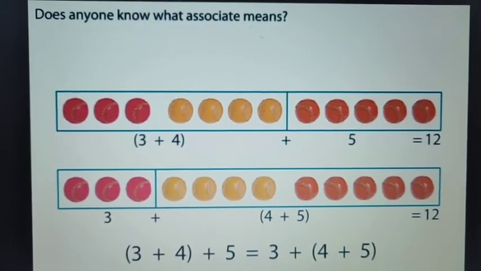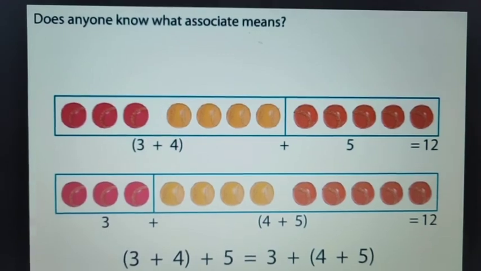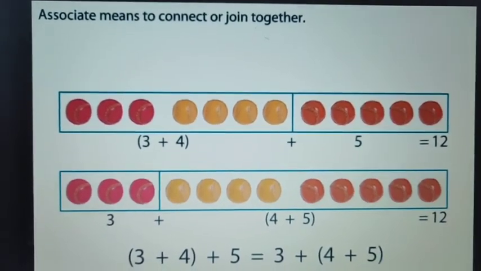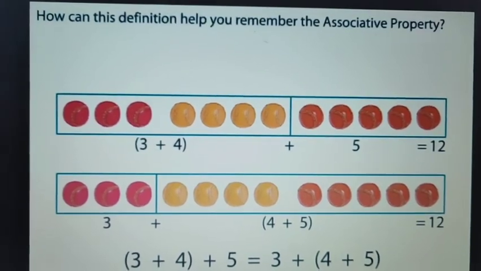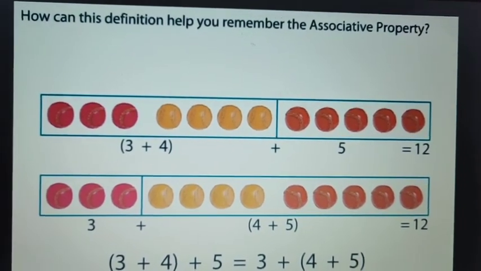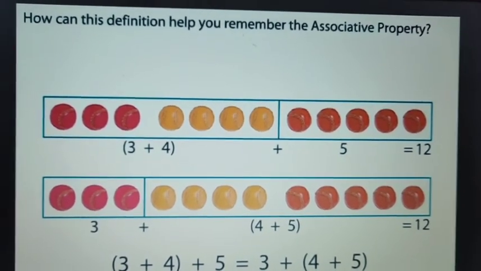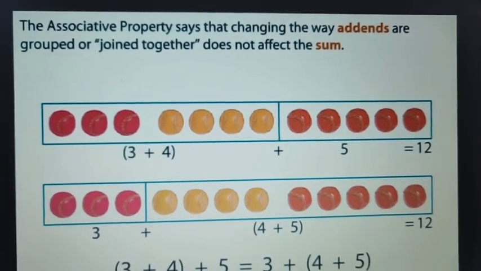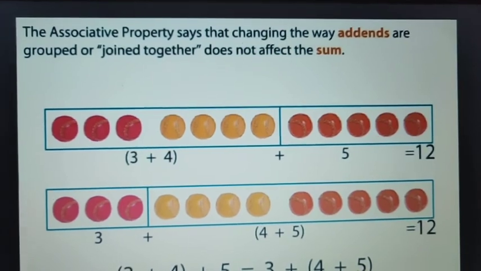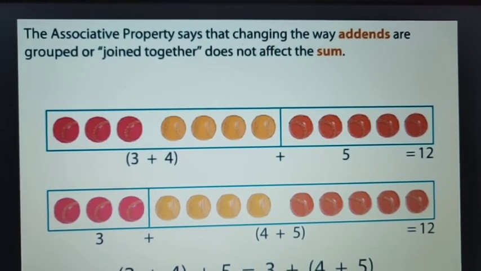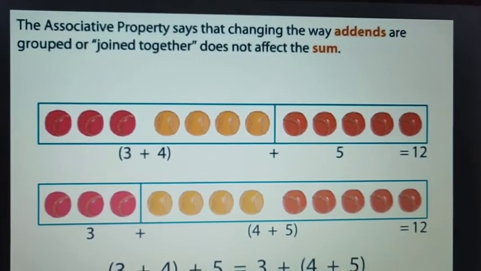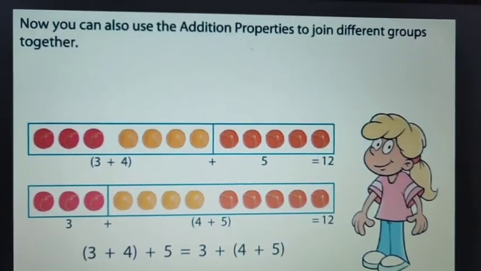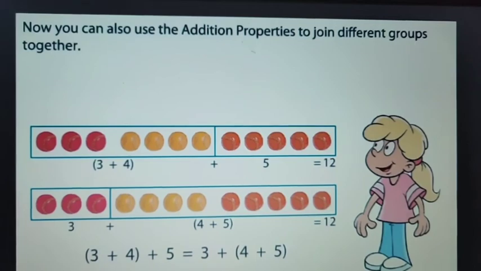Does anyone know what associate means? Associate means to connect or join together. How can this definition help you remember the associative property? The associative property says that changing the way addends are grouped or joined together does not affect the sum. Now you can also use the addition properties to join different groups together.